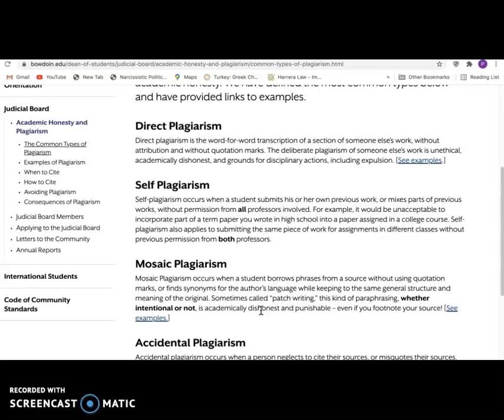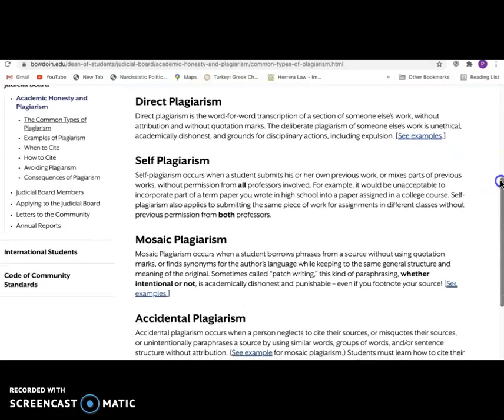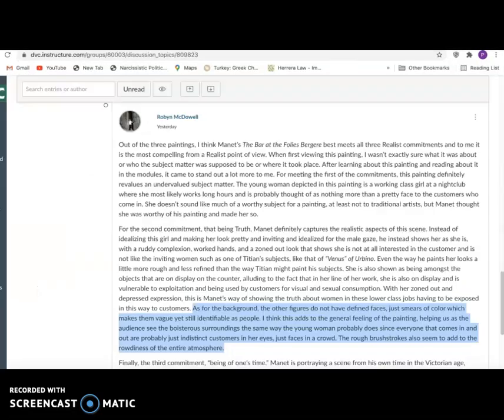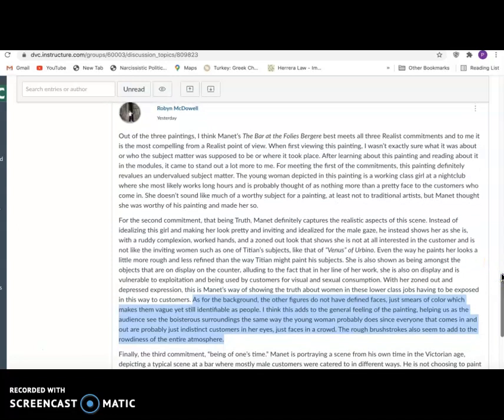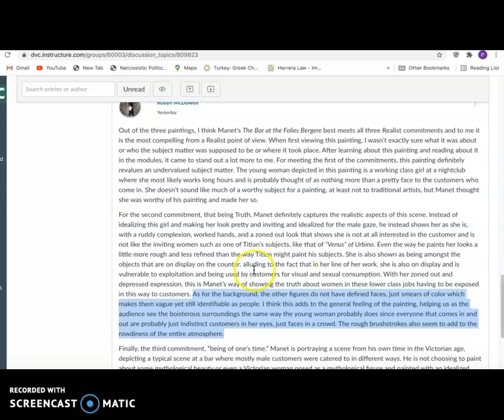It's great if you're getting inspired by a peer's work or by a source that you read. You just have to make sure that you indicate who inspired you and are very precise about signaling that. So let's use as an example Robin McDowell's posting in the Baroque to Modern class on Manet and realism in the 19th century. I've highlighted a set of sentences that I think are wonderful.